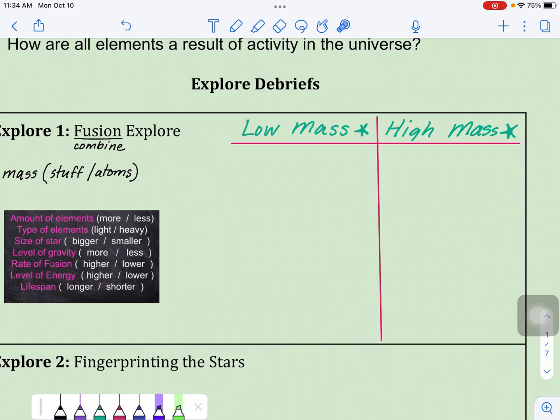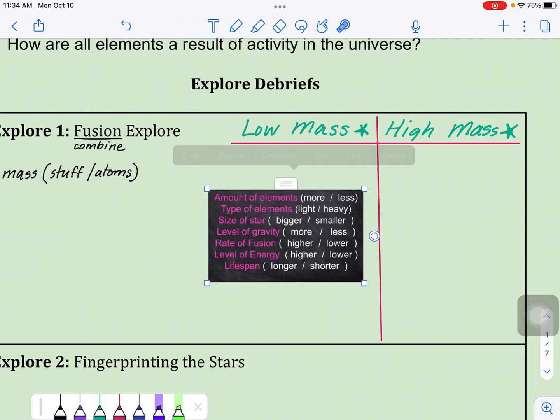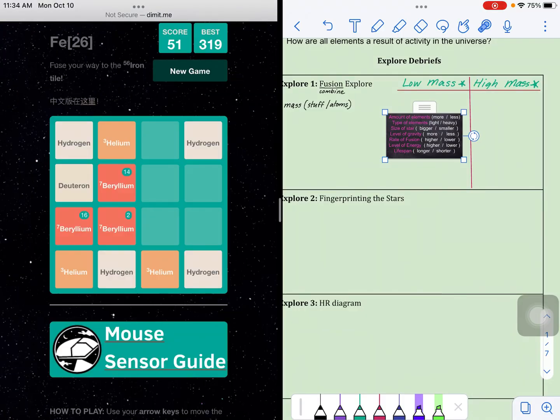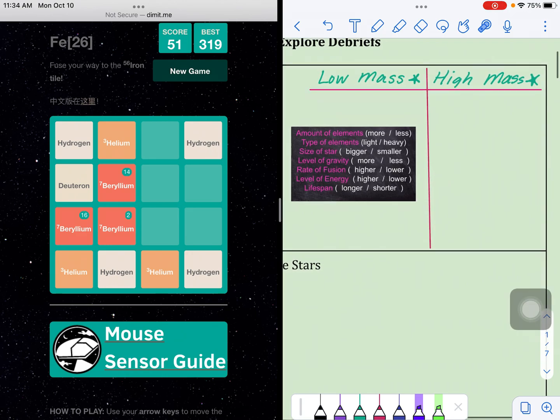So in a high mass star, I'm just going to scoot this over so we can also look at our game. So in a high mass star, we want to think about these characteristics. What do we know about the amount of elements it would create and the type of elements that it would create? Well, again, remember mass is how much stuff something has. So is it going to overall have more or less total elements in a high mass star? And you can always go back to your activity and check it out.